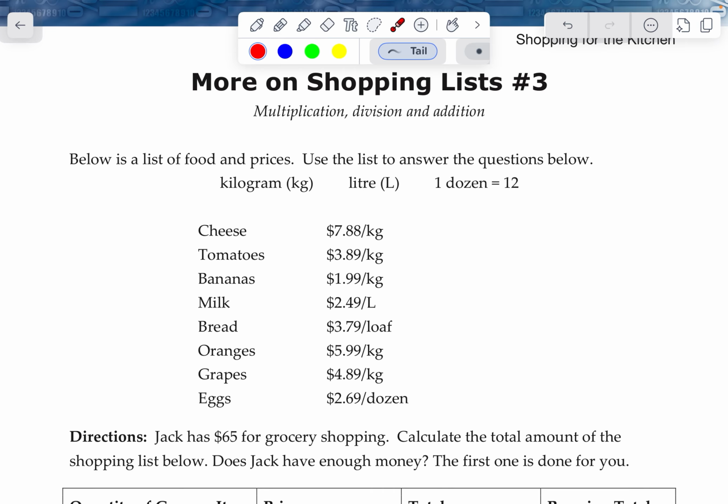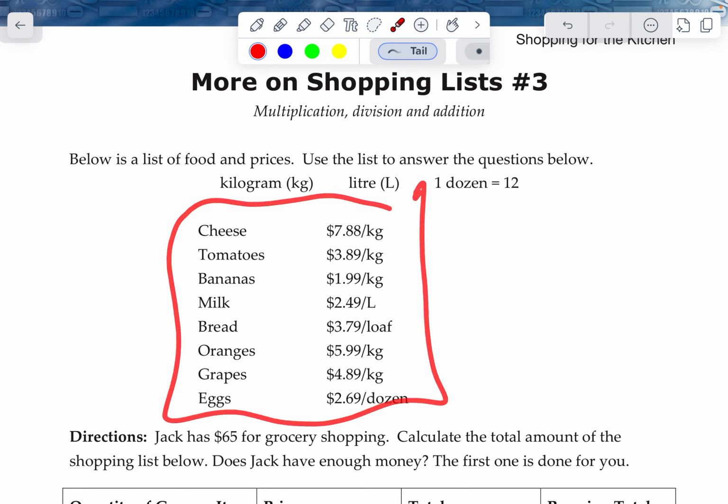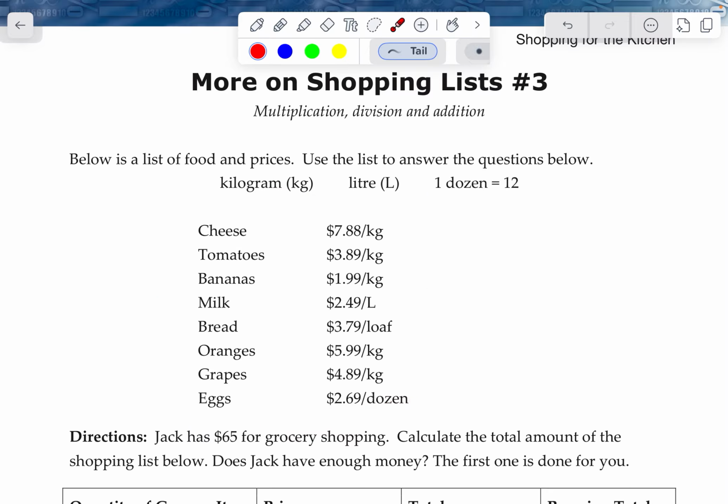So here it says that the below is a list of food and prices, and they've used some abbreviations. Kilogram is kg, liter is a capital L, and dozen, remember, is 12. So this is the price for a kilogram of cheese, $7.88. A kilogram of tomatoes is $3.89. A kilogram of bananas is $2.89. A liter of milk is $2.49. A loaf of bread is $3.79, and so on.